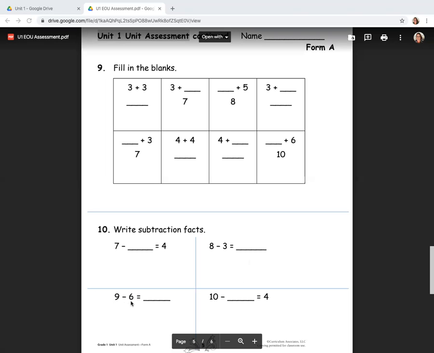9 minus 6 equals blank. Label part whole and draw the picture. 10 minus blank equals 4. Label your part whole and solve for the missing.